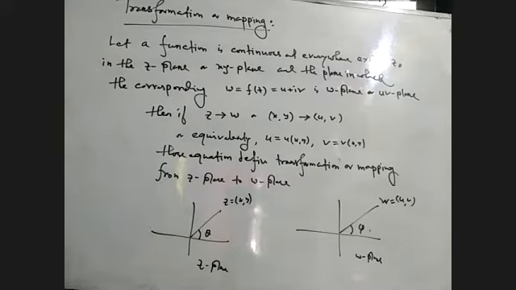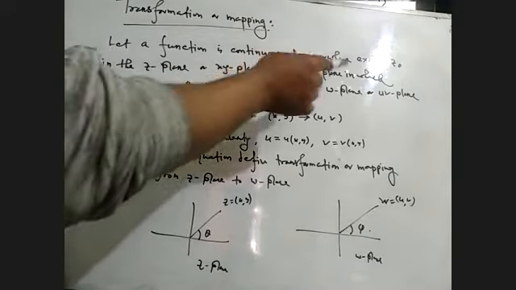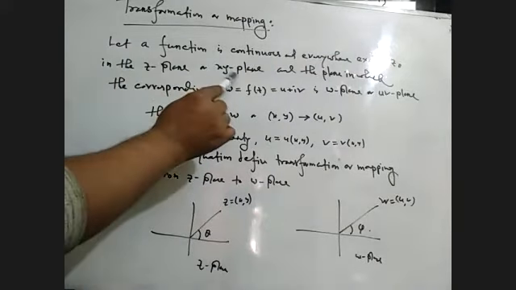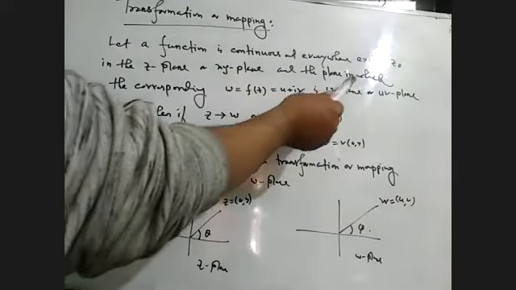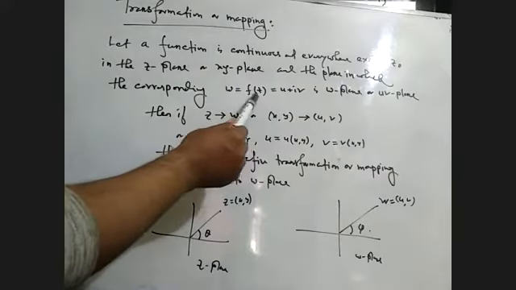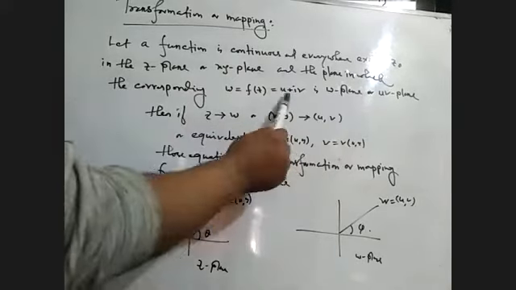So what is a transformation or mapping? Let a function be continuous or analytic. In our next class we will learn about what an analytic function is. Let a function be continuous everywhere except z naught in the z plane or xy plane, and the plane corresponding to w equals f of z, which equals u plus iv, that means w plane or uv plane, same words.